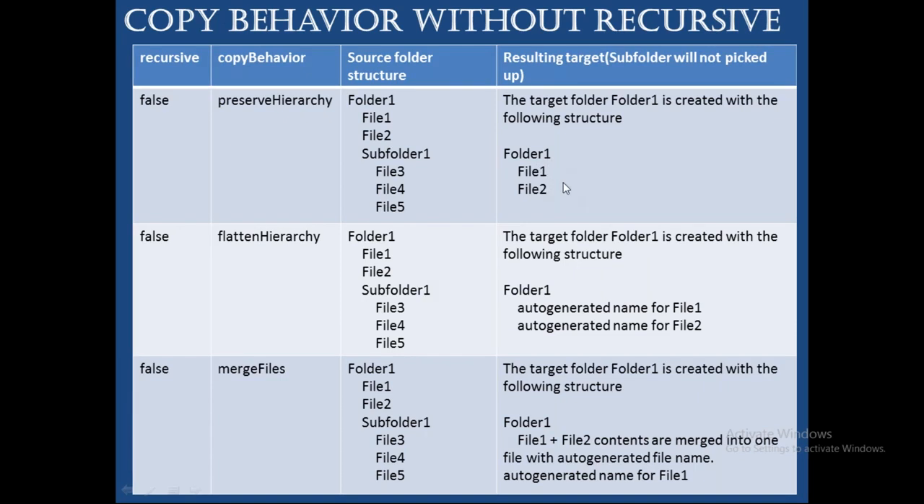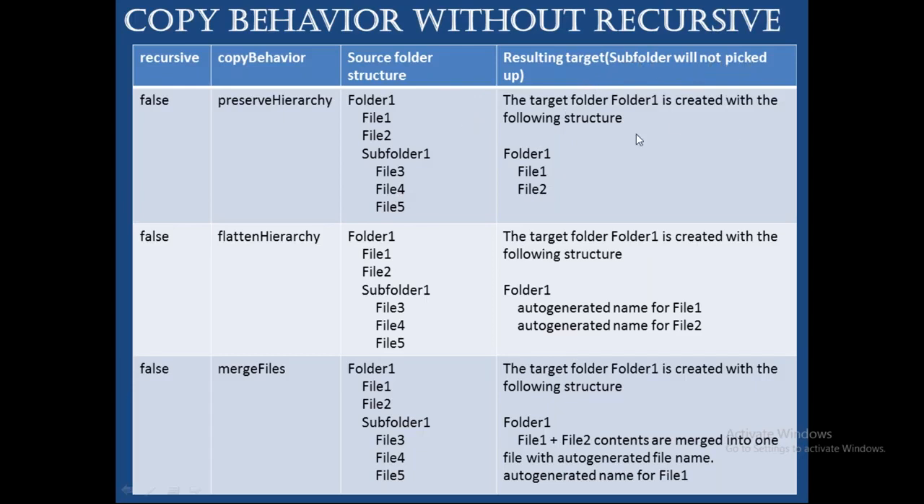Okay, next, flatten hierarchy. Flatten hierarchy is nothing but the same. See, when recursive is false, in all these copy behaviors, it is going to ignore your subfolders. Okay, remember, it is going to ignore subfolders. Now you see, preserve hierarchy means file 1, file 2 will be moved to your target, but subfolder files will not be considered. See here, the subfolder will not be picked up.